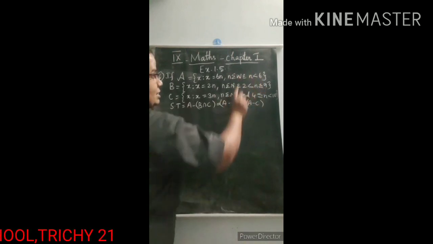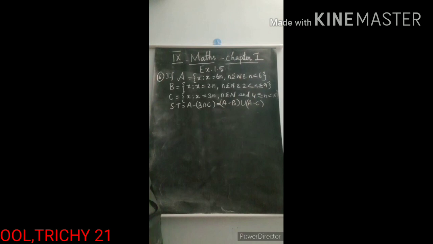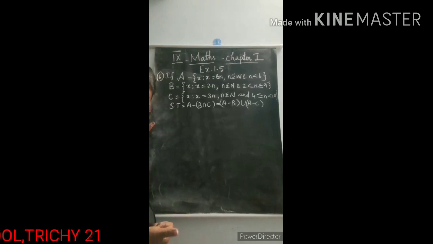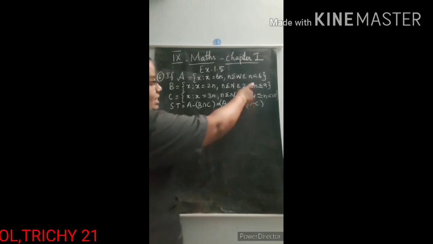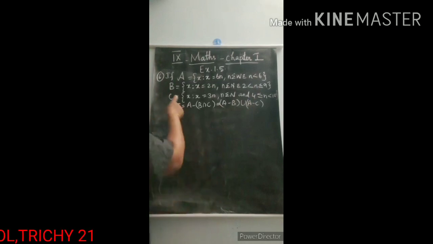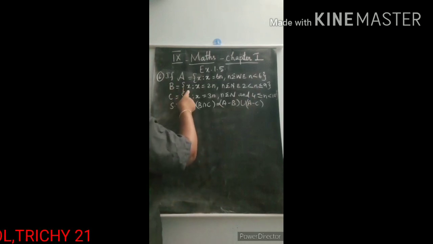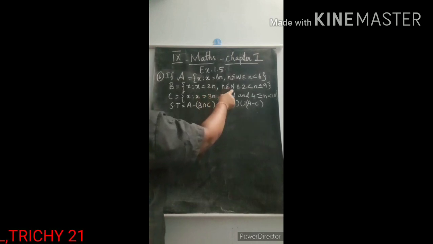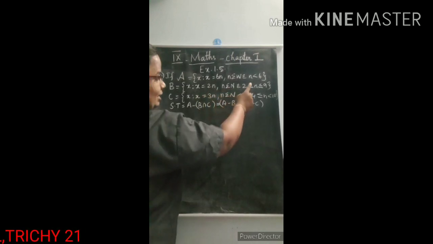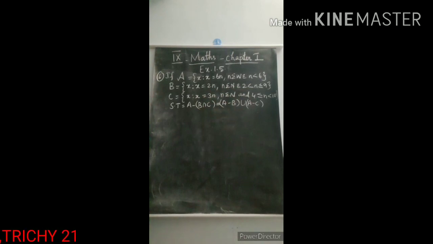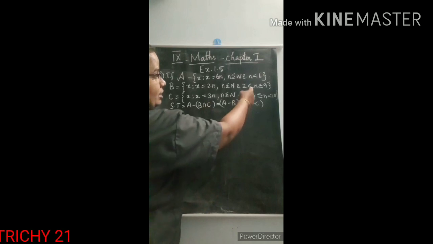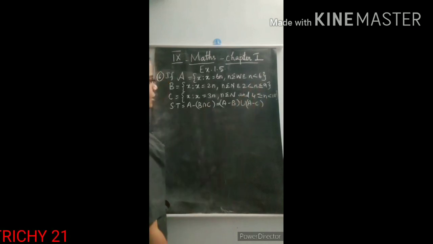So n less than 6 means we have to take the values for n equal to 0, 1, 2, 3, 4, 5. That's all, because less than 6. And then second, B is the set of x such that x is equal to 2n, and n belongs to natural numbers, and the second condition is 2 less than n less than or equal to 9. So you have to take the n values from 3 onward, 3 to 9.